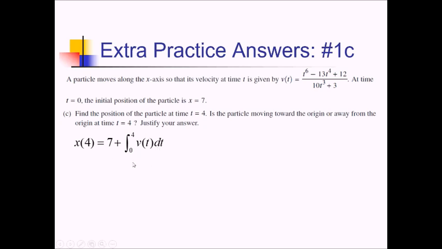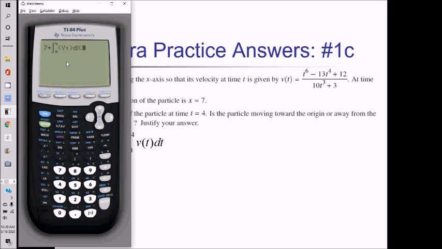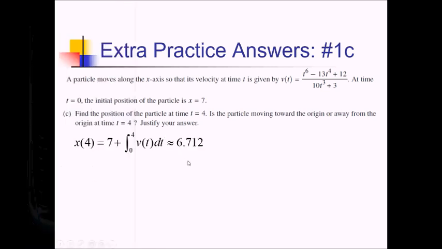And now I can just plug that in my calculator. So here's what that looks like on my calculator. I have 7 plus integral from 0 to 4 of y1 dx, because y1 is where I stored my velocity function, and that comes out to approximately 6.712. Now the next question is the particle moving toward or away from the origin?